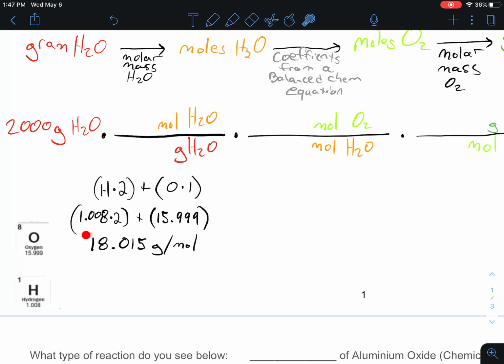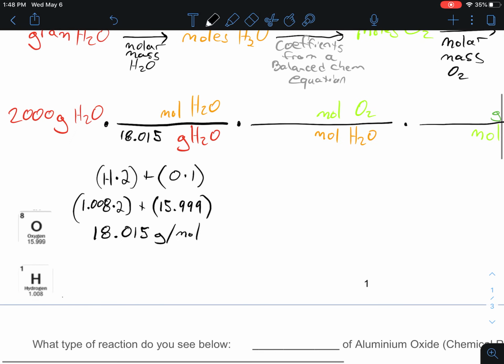Transpose those numbers up. The 18.015 grams is going to be on the bottom, because I see grams there on the bottom. So 18.015 grams. On the top, I need moles H2O. And saying grams per mole is the same as saying grams per 1 mole. It's just one of them. So up here, it's per 1 mole.